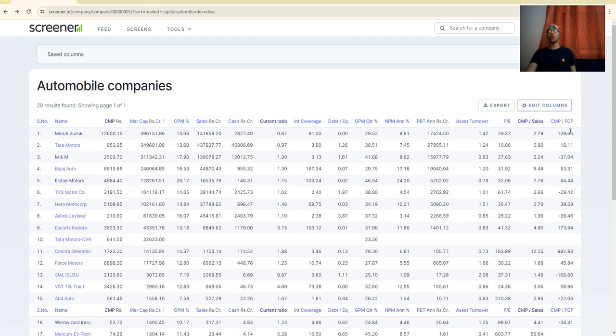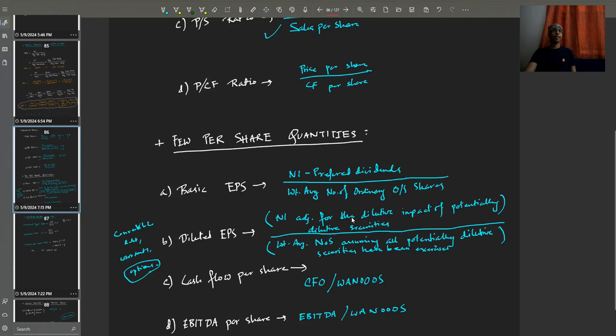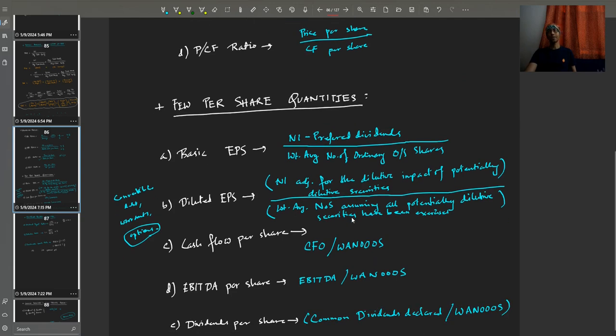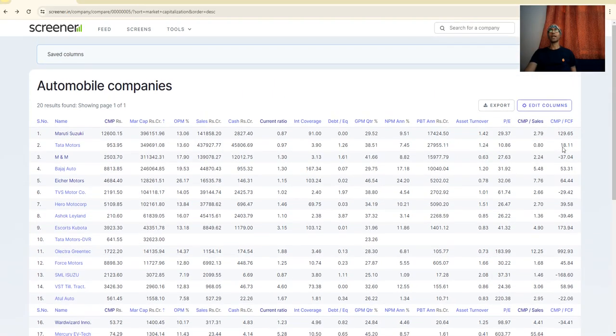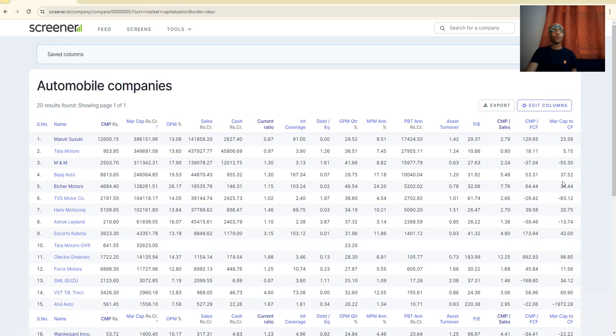Price to cash flow, 129 for Maruti, 18 for Tata. Mahindra is negative because I think they have negative cash flows this year. I think diluted EPS we do not have to measure because they do not have preferential capital. Yes, cash flow per share, dividends per share, we can look at that. 64 is a high number. You can say 64 is a high number. And I think Eicher is one of those companies which has good, positive free cash flows coming out. Market cap to cash flow.